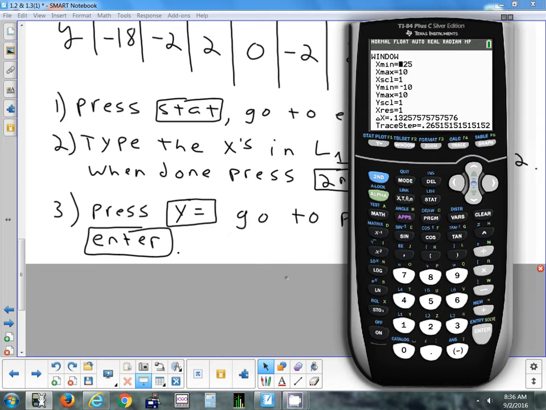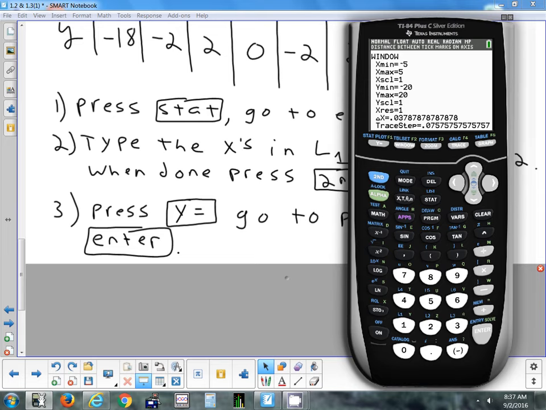Okay, so I want to set my window keeping those values in mind, but I really don't want a point to be right on the edge of the screen. So if my largest and smallest x values are negative 3 and 3, what do you think good numbers to use for x min and x max would be? Just so we have a little extra on the side. Yeah, I would go negative 5 and 5. And now my y's are negative 18 and 18, so what do you think we should do for the y min and the y max? Sure, let's go negative 20 to 20.